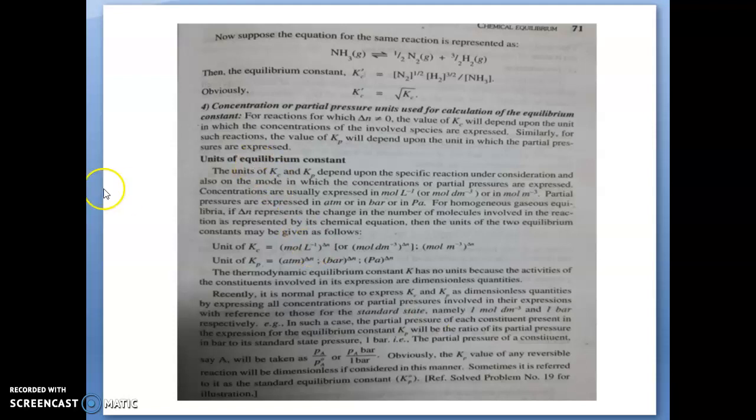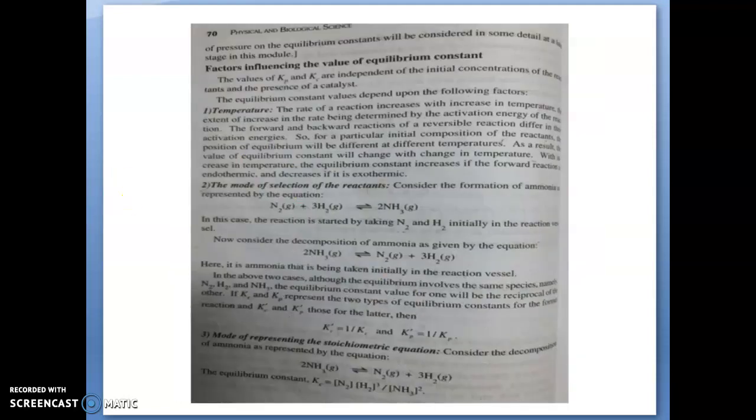This is the factor influencing the value of equilibrium constant.